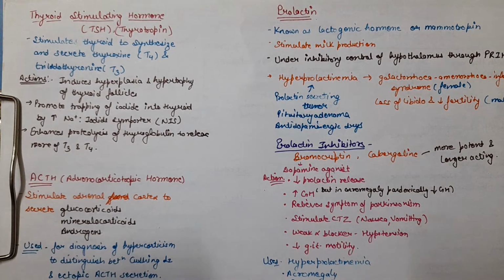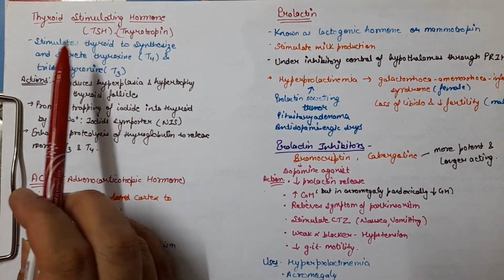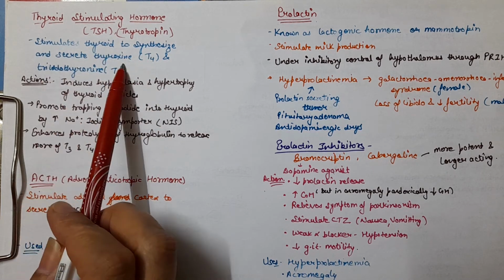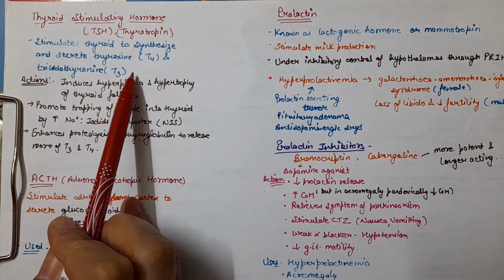The next hormone secreted from the anterior pituitary is thyroid stimulating hormone. It is also known as thyrotropin. Thyroid stimulating hormone stimulates the thyroid to synthesize and secrete thyroxine, that is T4, and triiodothyronine, that is T3 hormone.